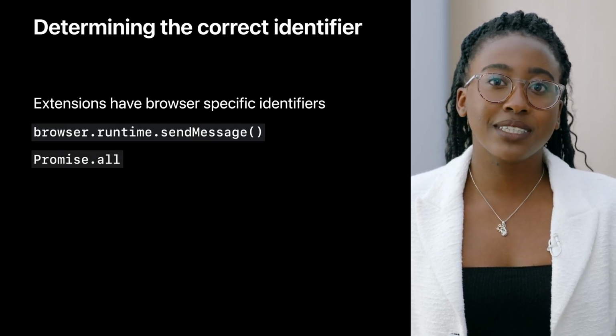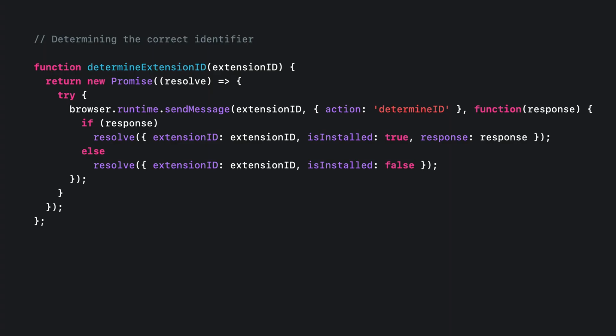Next, let's look at some example code that will help you do this. From the web page, you can broadcast multiple messages using multiple extension IDs. You'll get exactly one response from an extension, and that'll let you know which extension ID to use for further communication. Here, I have a function called determineExtensionID. This function sends a message to the extension using the browser.runtime.sendMessage API. If you have multiple IDs and you want to determine the correct one to use, then you can use promise.all to make multiple calls using the determineExtensionID function.